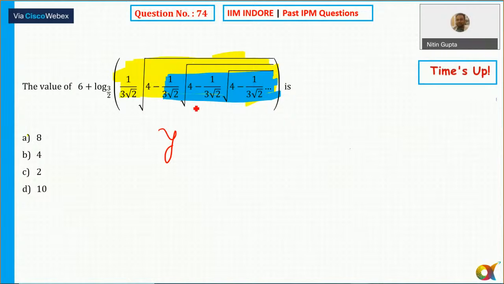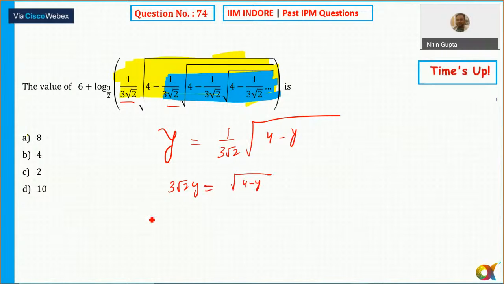All of you agree with me. So this expression, because it is starting from 3 root 2 and 4, so it is also starting from 3 root 2. So can we say this entire yellow region is equal to y, which is equal to 3 root 2 into root 4 minus the blue region, which is also equal to y. So cross multiply. So I'll get 3 root 2 is equal to root (4 minus y).